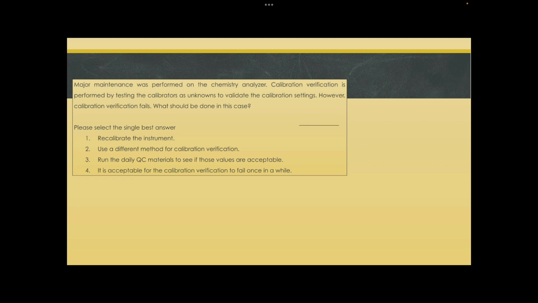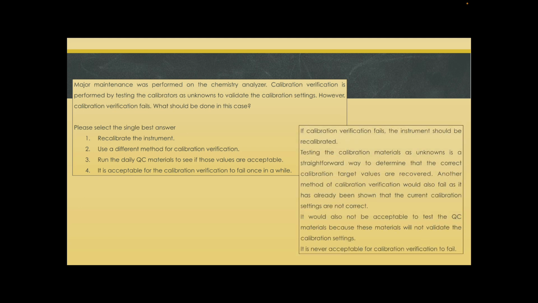The answer: if calibration verification fails, the instrument should be recalibrated. Testing the calibration materials as unknowns is a straightforward way to determine that the correct calibration target values are recovered. Another method of calibration verification would also fail, as it has already been shown that the current calibration settings are not correct. It would also not be acceptable to test the QC materials because these materials will not validate the calibration settings. It is never acceptable for calibration verification to fail.